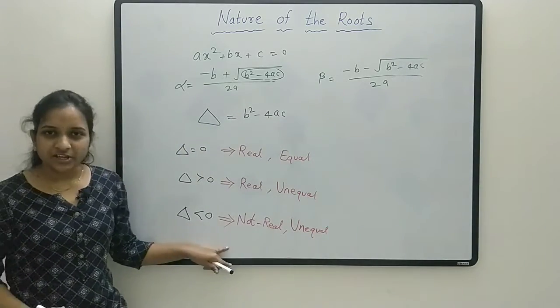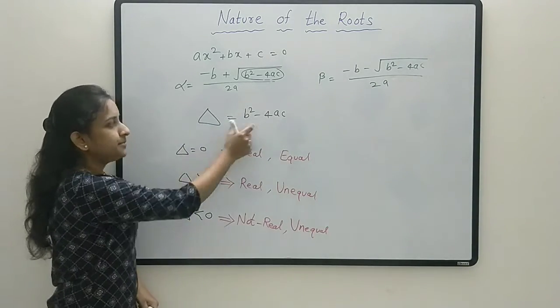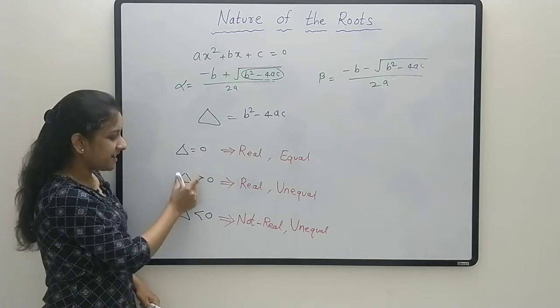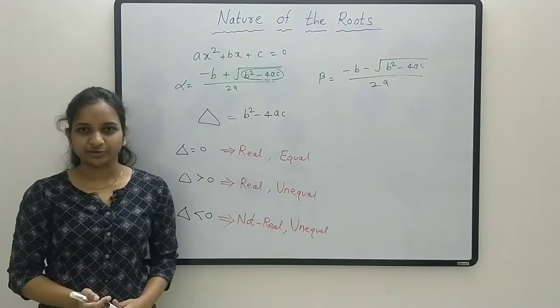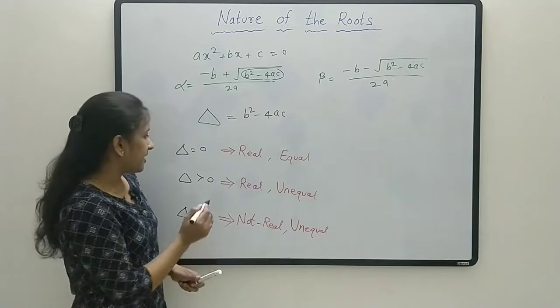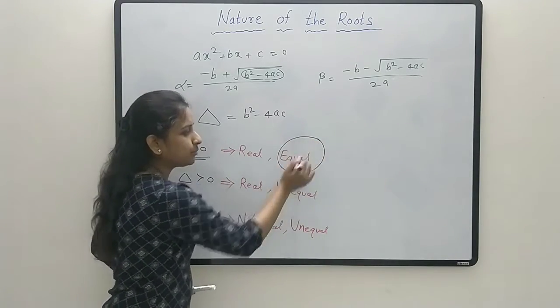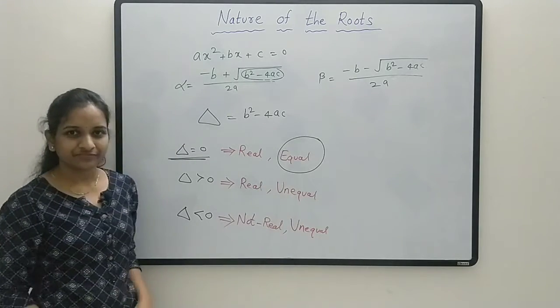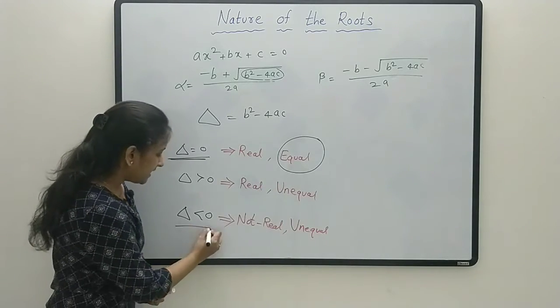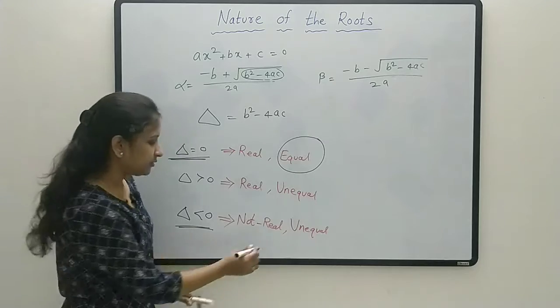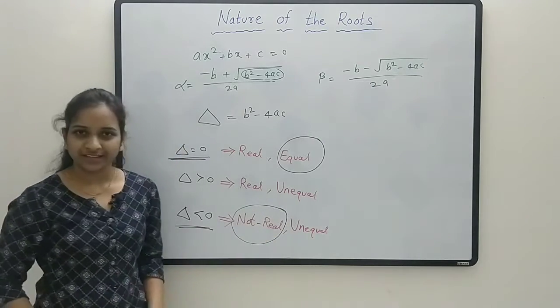So, this is the nature of roots. This factor b square minus 4ac, the delta factor, decides the nature of the roots. Notice here, whenever delta is 0, only in this case both the roots are equal. And when delta is negative, both the roots are non-real.